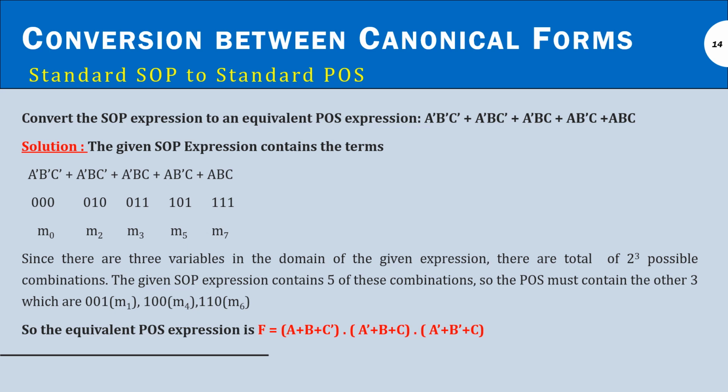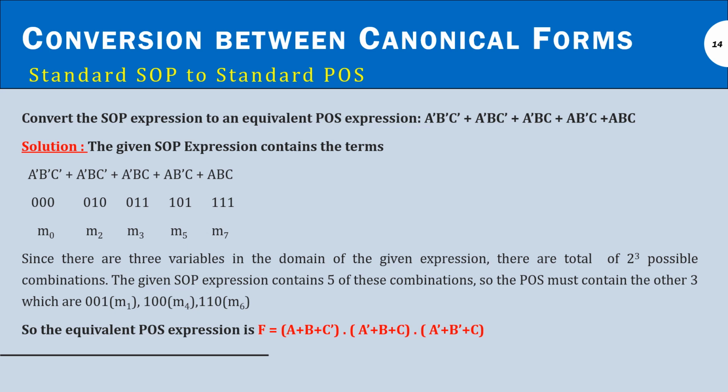Okay. Since there are three variables in the domain of the given expression, there are a total of 2 raised to 3 possible combinations. So we'll be having 8 different combinations. Out of these 8 different combinations, 5 of these combinations are already there in the SOP. So the POS will be containing the remaining 3 missing terms, and they are M1, M4 and M6, and its corresponding maxterms are A plus B plus C bar, A bar plus B plus C, A bar plus B bar plus C.